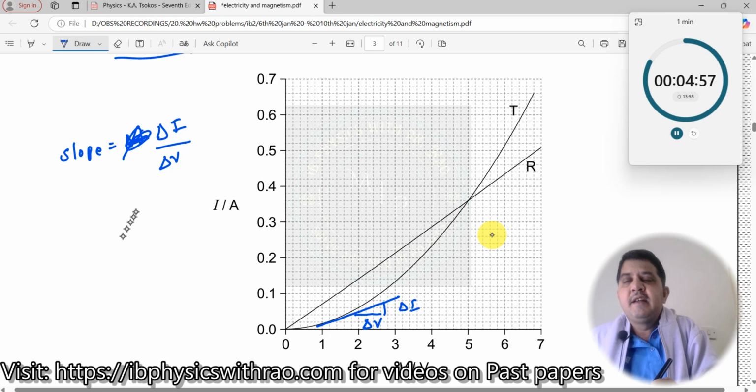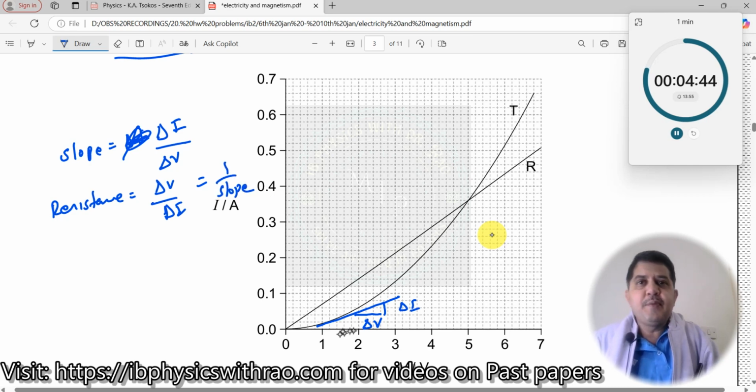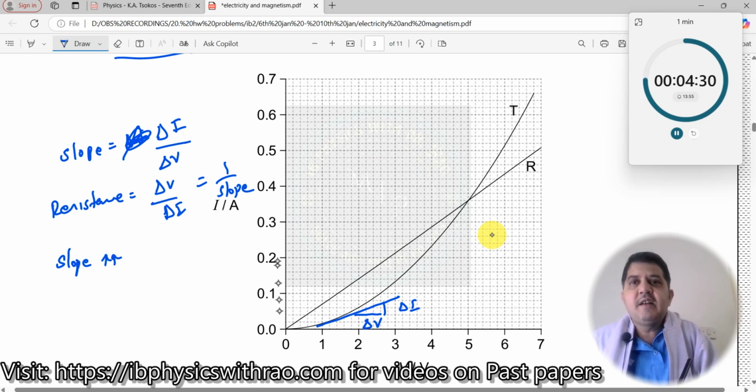Now what do we need for resistance? Resistance is nothing but delta V divided by delta I, which is Ohm's law, which should be equal to 1 by slope. Now what's happening in this case? In case of R, you have a constant slope. In case of T, initially the slope is small, then the slope keeps on increasing. When does the slope increase? When the current is increasing.